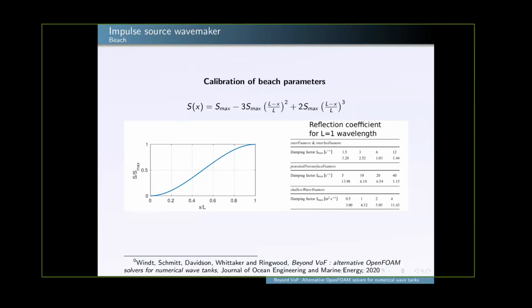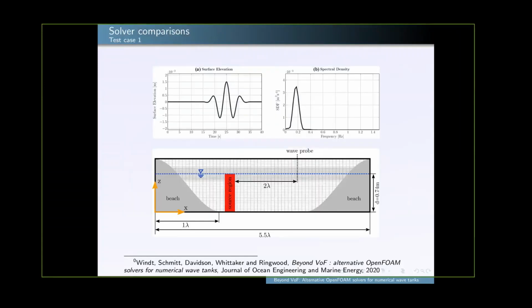Okay, so now we've talked about how we calibrate the impulse and the beach. So let's have a look at a comparison where we apply this method to the different solvers: interFoam, interIsoFoam, potentialFreeSurfaceFoam, and shallowWaterFoam. So here's the test case. It's one of these focus waves. We saw them a lot in the blind test series run by Ed.